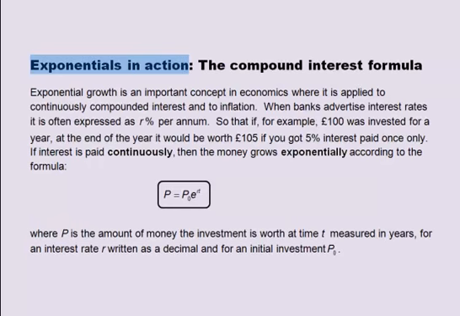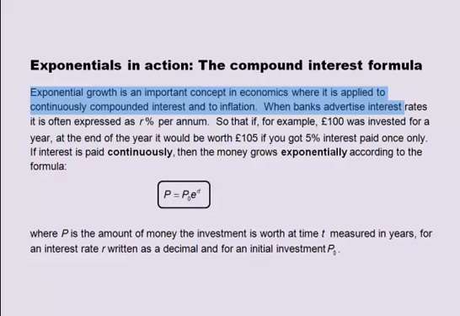Exponentials in action. The compound interest formula. Exponential growth is an important concept in economics where it is applied to continuously compounded interest and to inflation. When banks advertise interest rates, it is often expressed as R% per annum. So that if, for example, £100 was invested for a year, at the end of the year it would be worth £105, if you got 5% interest paid once only.